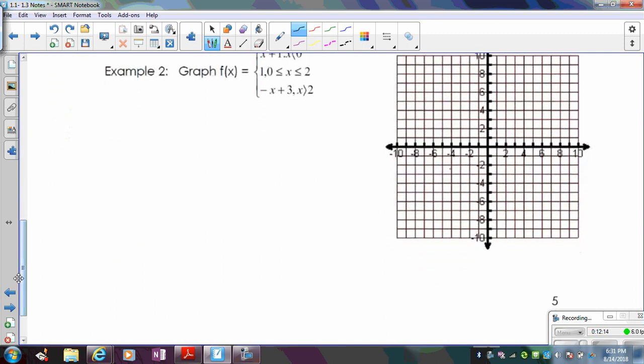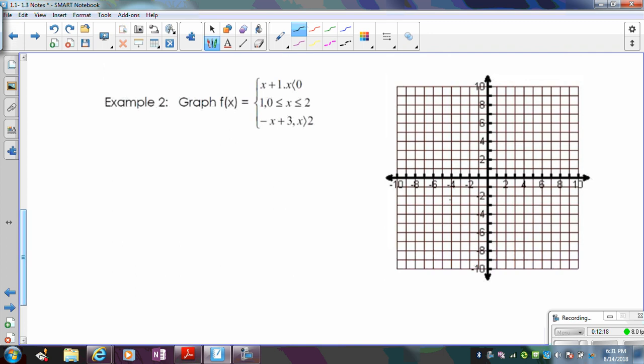Let's look at the last one here with 3 parts. So the 3 parts, again, no big deal. It just means that when we graph, we're going to graph 3 different equations. So I'm going to use 3 different colors because I like to color code. So here's my first part. Here's my second condition. And my third condition.